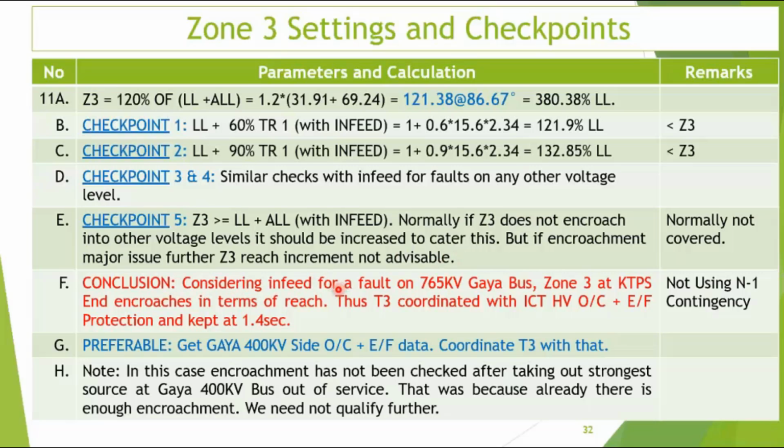Conclusion. Considering infeed for a fault on the 765 kV Goya bus, zone 3 at KTPS encroaches in terms of reach. So the zone 3 timer needs to be coordinated with ICT HV overcurrent and earth fault protection and kept at 1.04. Preferably, we should have got the Goya end data, overcurrent and earth fault, whatever they have set over there, and coordinated T3 with that. But generally, so much pain is not taken. So it goes on like this. We have a thumb rule and we go on with it.